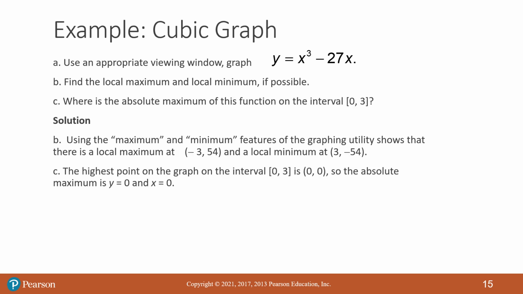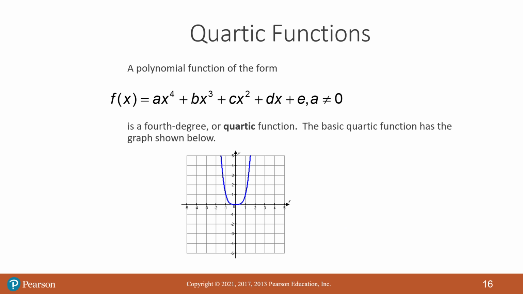Okay. Let's look at quartic functions. A polynomial function of the form f of x equals ax to the fourth plus bx to the third plus cx squared plus dx plus e, where a is not equal to 0, is a fourth degree or quartic function. The basic quartic function has the graph shown below. Almost looks like a quadratic.